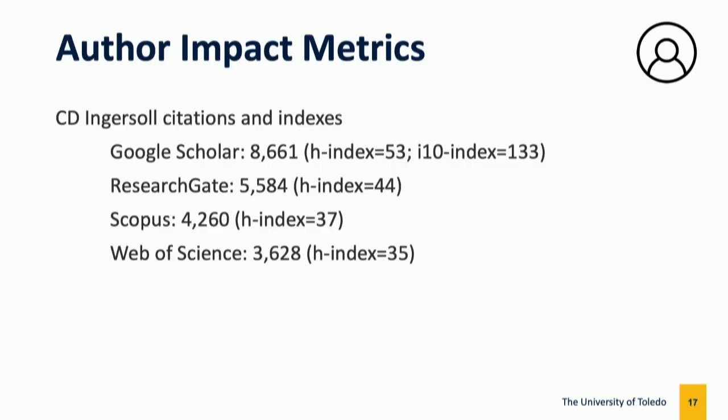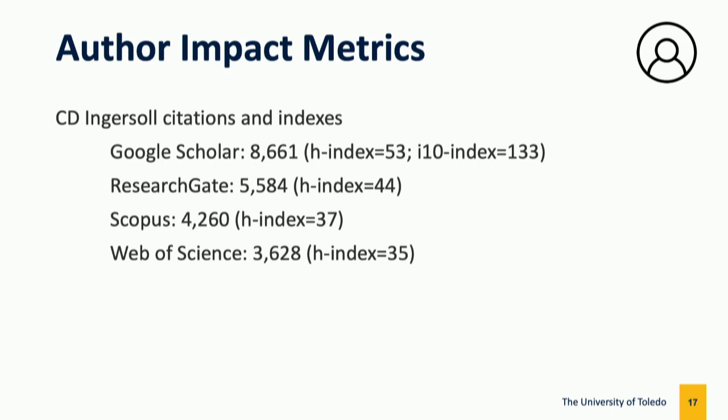And just as with journal metrics, there are differences with the author metrics, and it depends on your data sources. So Scott's question about why this journal is ranked 80 here and number 33 here, it's the data source behind it. Looking at one of my favorite authors, C.D. Ingersoll, Google Scholar has an H-index of 53, but Scopus has an H-index of 37. And I put the raw number of citations here. That is another metric. Having thousands of citations is a good thing to report on.